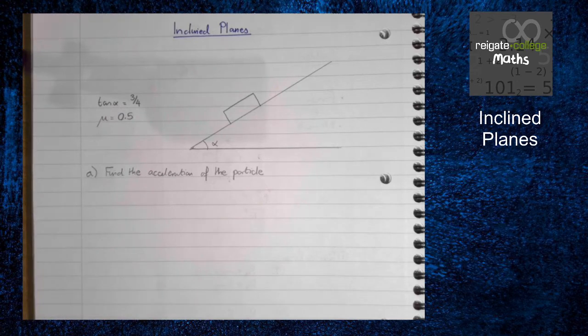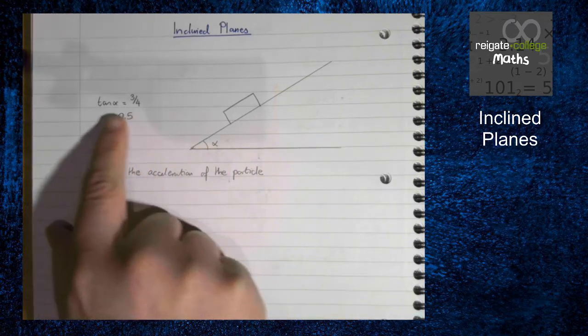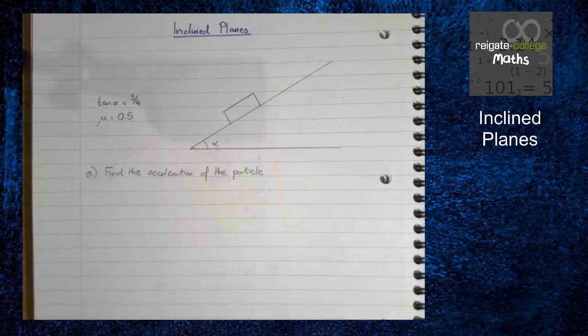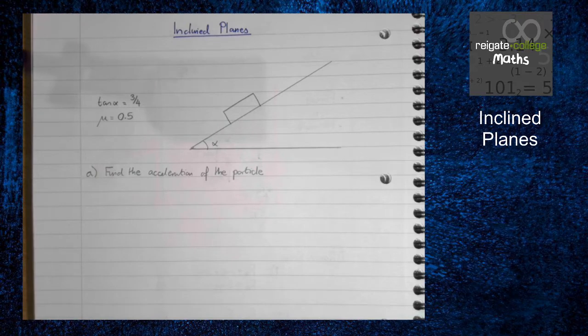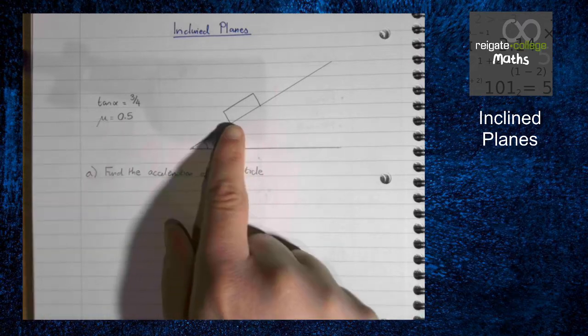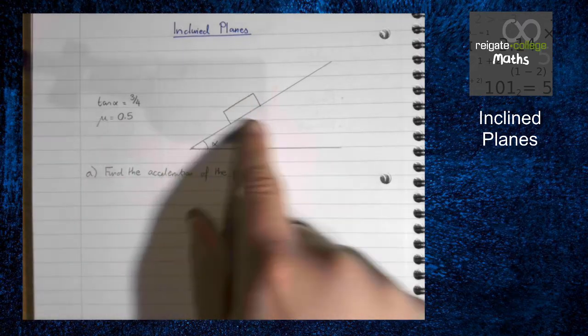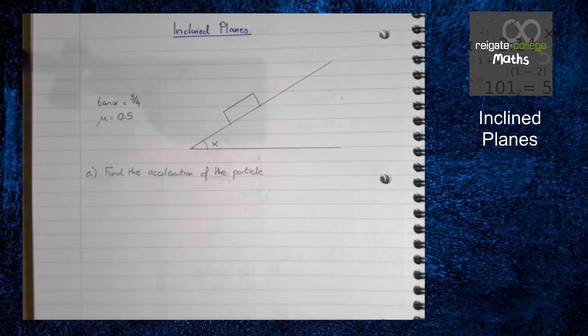What makes this different potentially to things you may have done before is we tend to include things to do with friction. So we have a particle held at rest on a rough plane, inclined at an angle alpha where tan alpha is 3/4. The coefficient of friction between the particle and the plane is 0.5. The particle is released and slides down the plane, and we want to find the acceleration of the particle. So clearly we have acceleration, we're going to have some forces. This is an F equals ma question. But first things first, let's label our diagram.